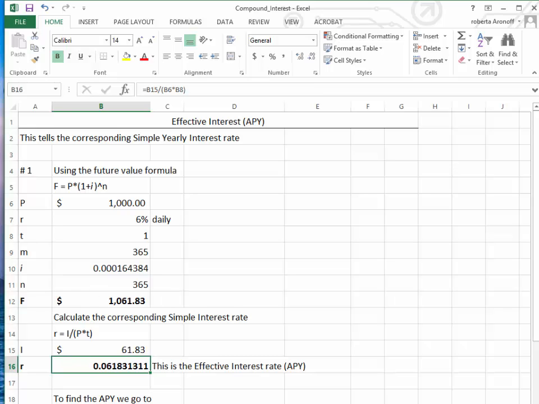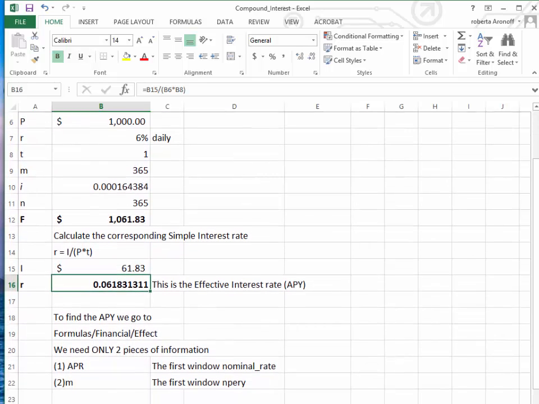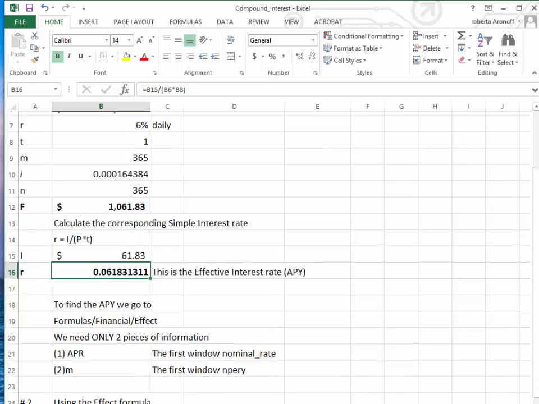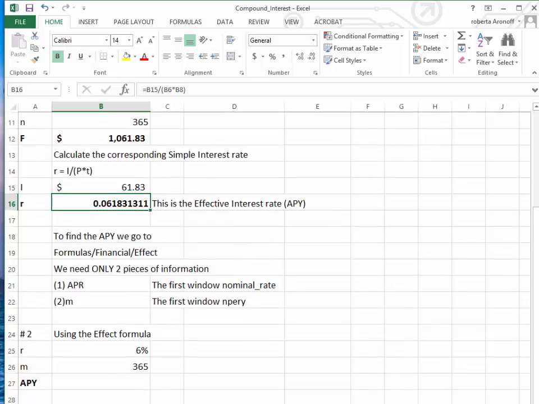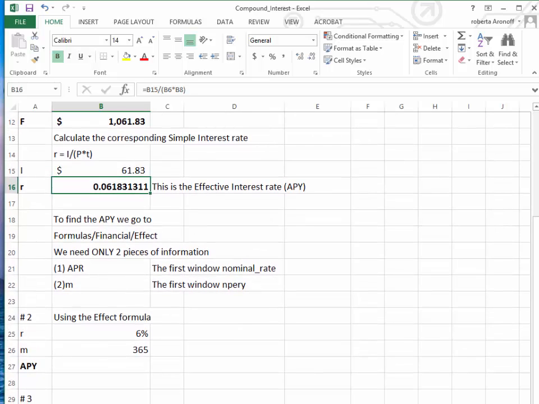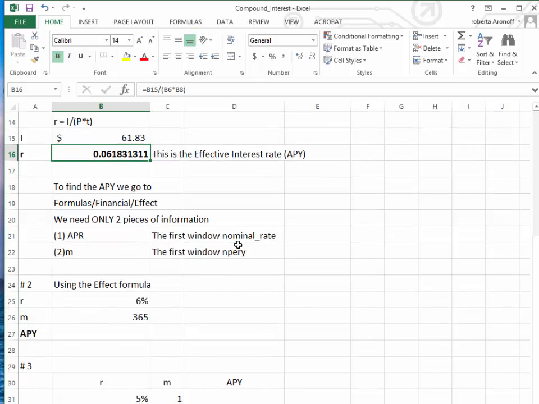Now, I'm going to leave it in this format because I don't want to do this all the time. What I want to do is use the formula in Excel, which says that we're going to go to Formulas, Financial, EFFECT. There are going to be two windows on the template. The first is the nominal interest rate, where we put in the annual percentage rate, or the R. And the second is the NPERY, which gives you how many periods we have per year. So for this particular situation, since we have 6% interest compounded daily, how would that correspond, using the formula, to what we have already calculated?